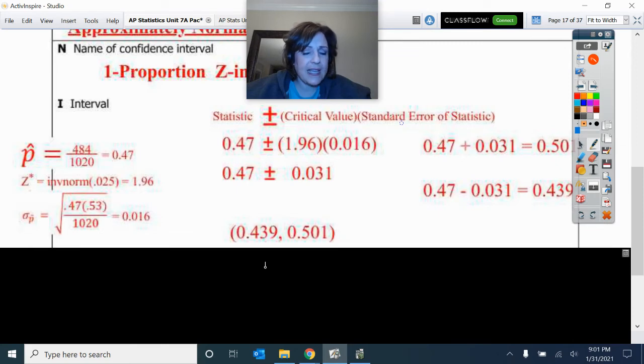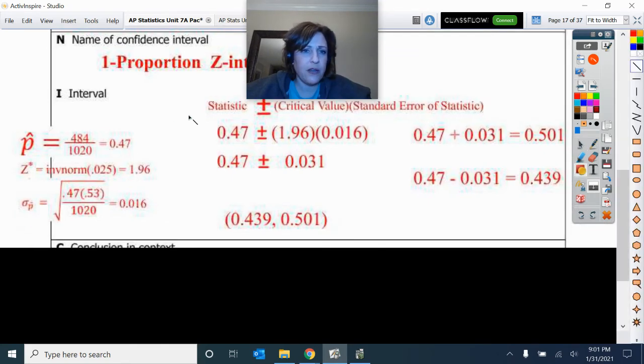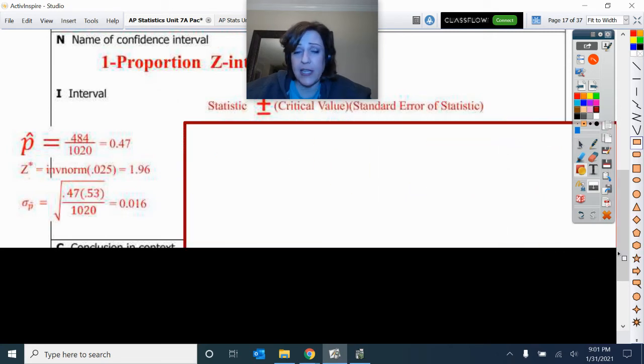So I've come over here to the side, and I've put those values here. So let's see. So over there, we know that our p hat was 484 over 1020. Okay, so 484 over 1020, and that's 0.47. So that's our p hat. We did our inverse norm of 0.025 for 95% confidence. That's one tail. And then our standard error was that p hat times 1 minus p hat over n, 0.016. I'm rounding to two significant figures.